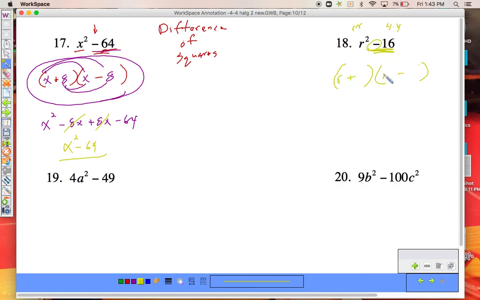I put an r in the front. Square root of 16 is 4 and 4. Right, just knowing this rule. All right, the next one, 4a squared minus 49. I know that 2a times 2a is 4a squared. 7 times 7 is 49, separated by that minus. 2a plus 7, 2a minus 7.